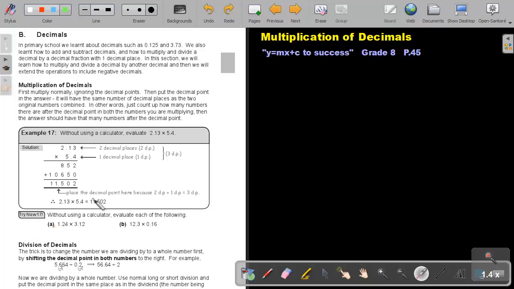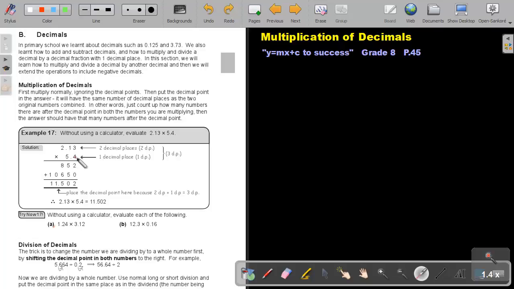But let's look at this example to understand that theory. Without using a calculator, evaluate this. So take 2.13 and multiply it with 5.4. We're going to do it without a calculator. Can you still remember long multiplication?